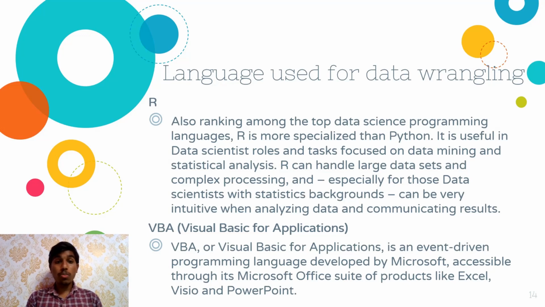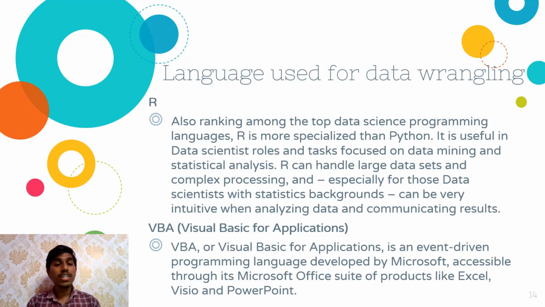So R. It is also one of the most popular languages, which is gaining popularity more and more nowadays among data scientists. So it has more supportability for the data scientists and data wrangling tasks when compared to that of Python. So also ranking among the top data science programming languages. R is more specialized than Python. It is useful in data scientist roles and tasks focused on data mining and statistical analysis. R can handle large data sets and complex processing, and especially for those data scientists with a statistics background can be very intuitive in analyzing data and communicating results. So R can perform more complex statistical calculations when compared to another programming language, which is a great privilege to R, due to which R has become one of the most widely chosen languages for the data scientists.